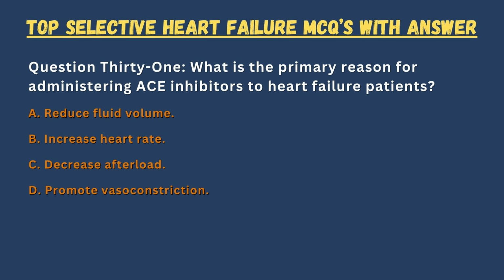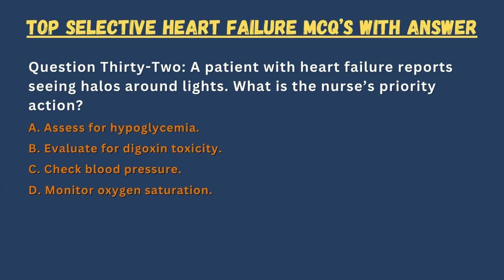Question 31. What is the primary reason for administering ACE inhibitors to heart failure patients? A. Reduce fluid volume. B. Increase heart rate. C. Decrease afterload. D. Promote vasoconstriction. Answer: C. Decrease afterload.